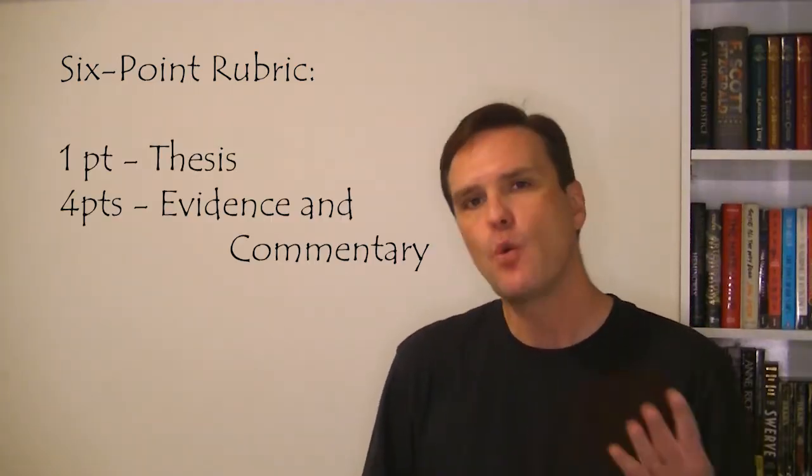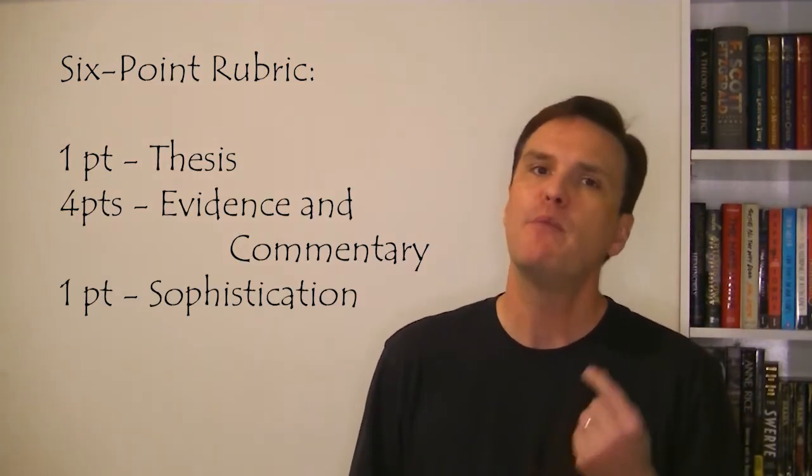Like all three of the essays on the AP Language and Composition test, the College Board uses the 6-point rubric in order to score your essays. So there's 1 point for the thesis, 4 points for evidence and commentary, and then 1 point for sophistication. So let's start with the thesis.